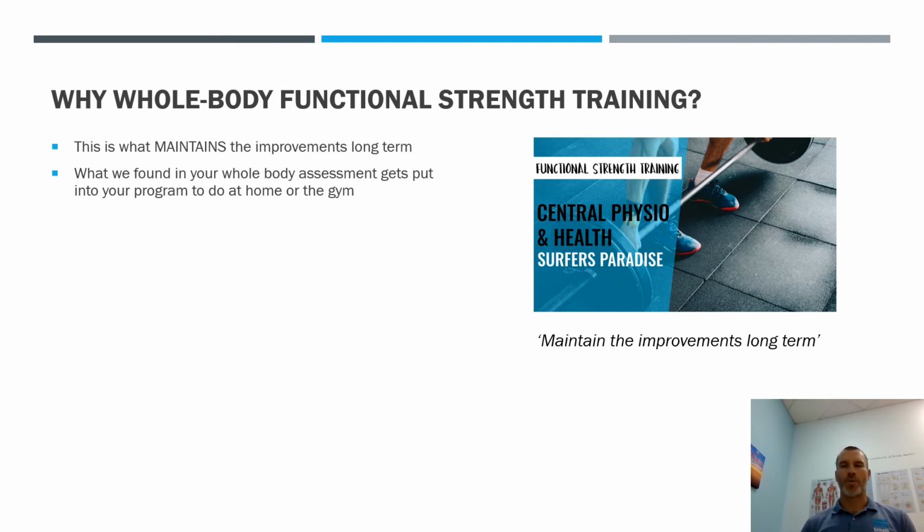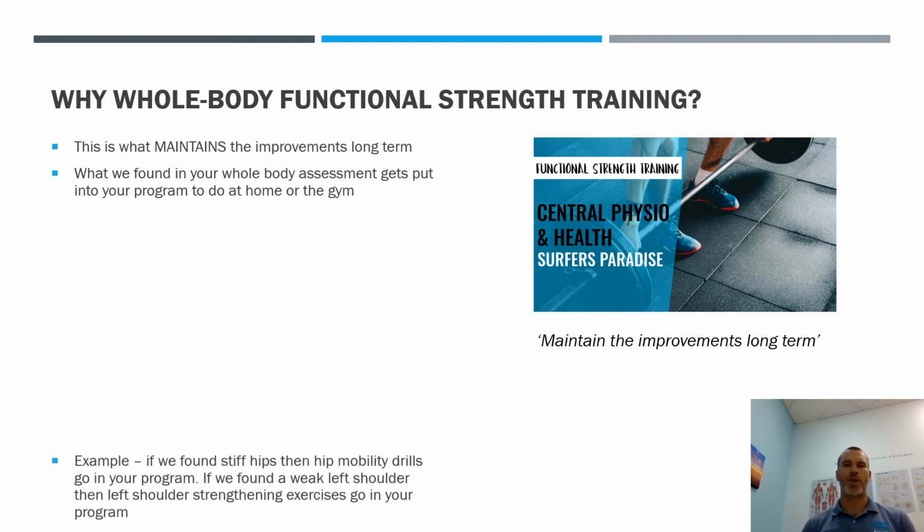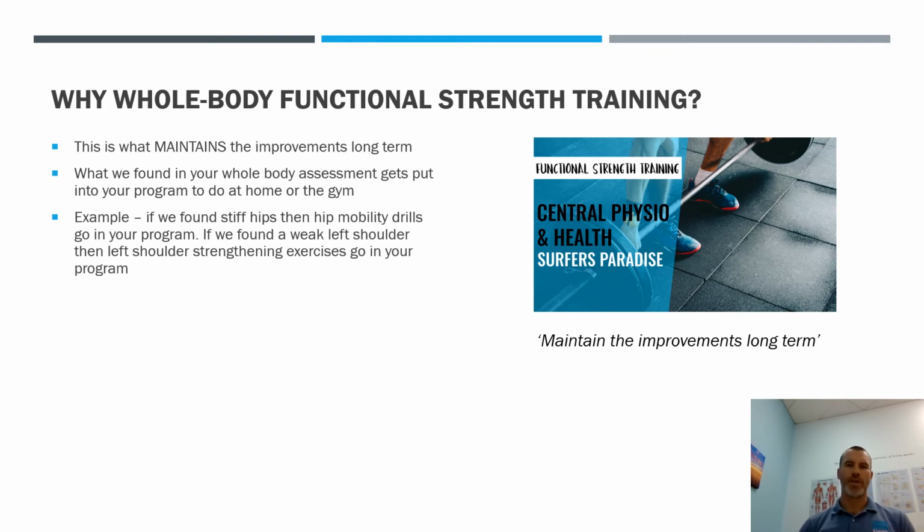What we found in your whole body assessment gets put into your program to do at home or the gym, whichever you prefer. So for example, if we found stiff hips in the assessment, then hip mobility drills go in your program. If we found a weak left shoulder, then left shoulder strengthening exercises go in your program. So your program is to maintain the changes that we did correct through your physio.